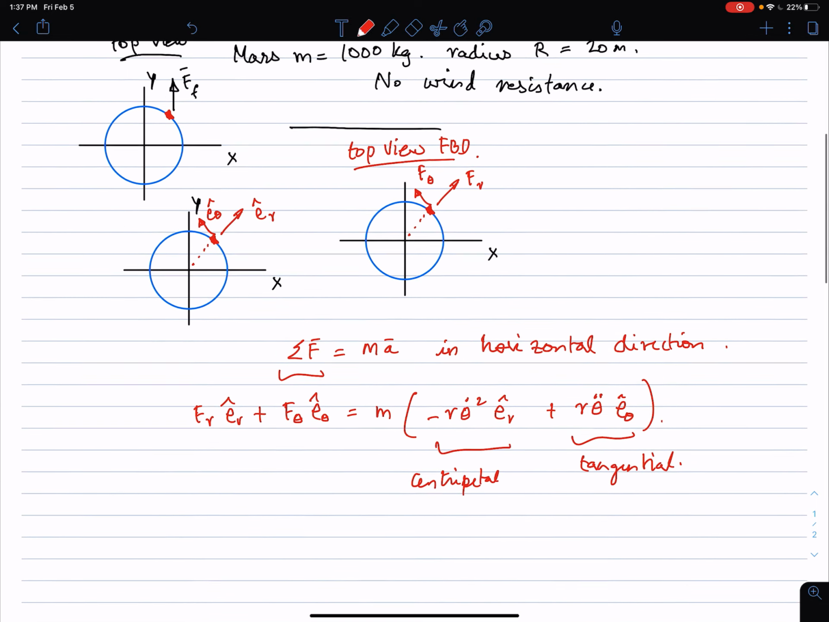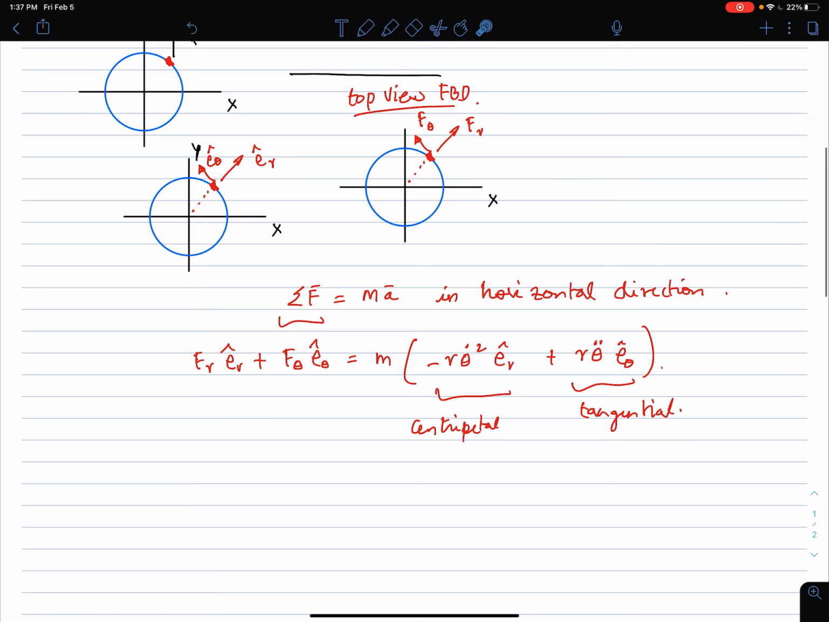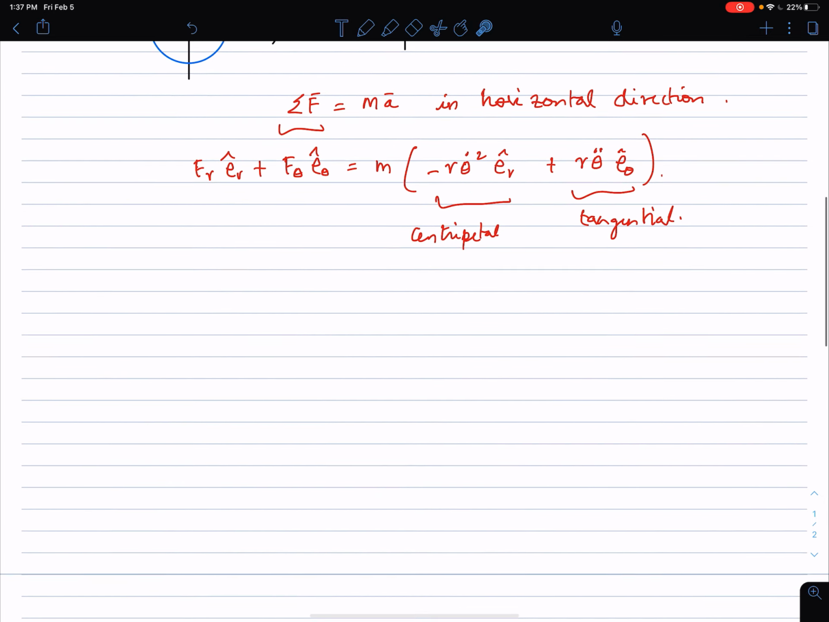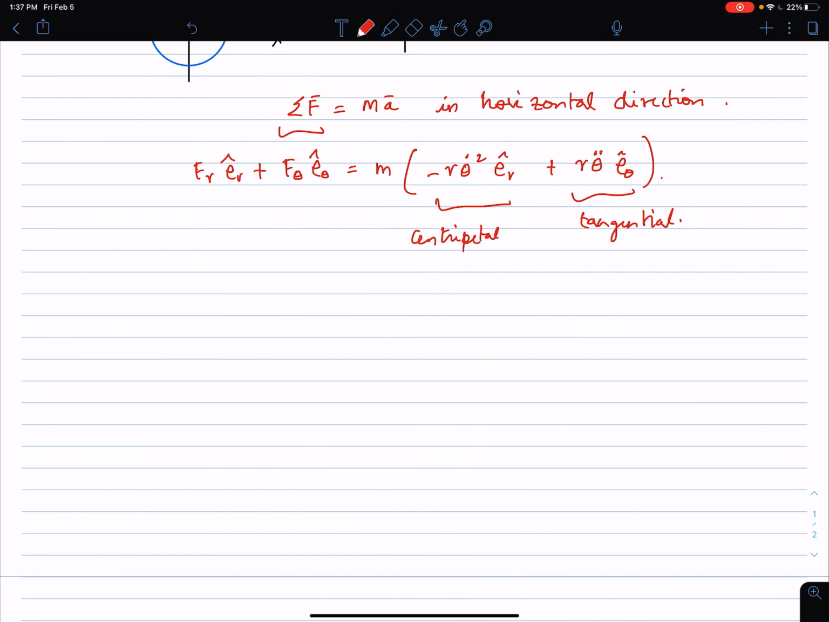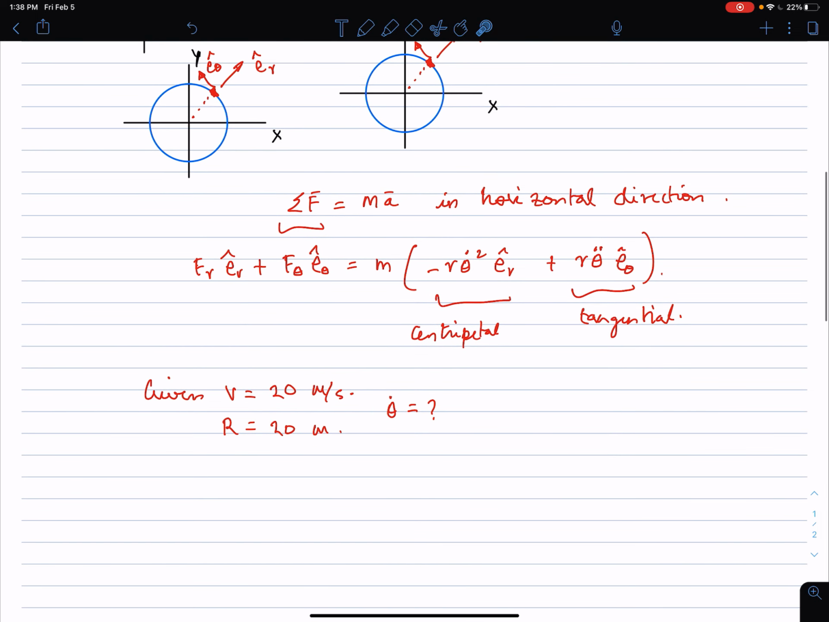So what is given? We are given that v is 20 meters per second, but we have things in terms of theta dot and theta double dot. So given v equals 20 meters per second, r equals 20 meters. What is theta dot? Given these two things, recall that it's going in a circle, so if you're going in a circle, what is v?